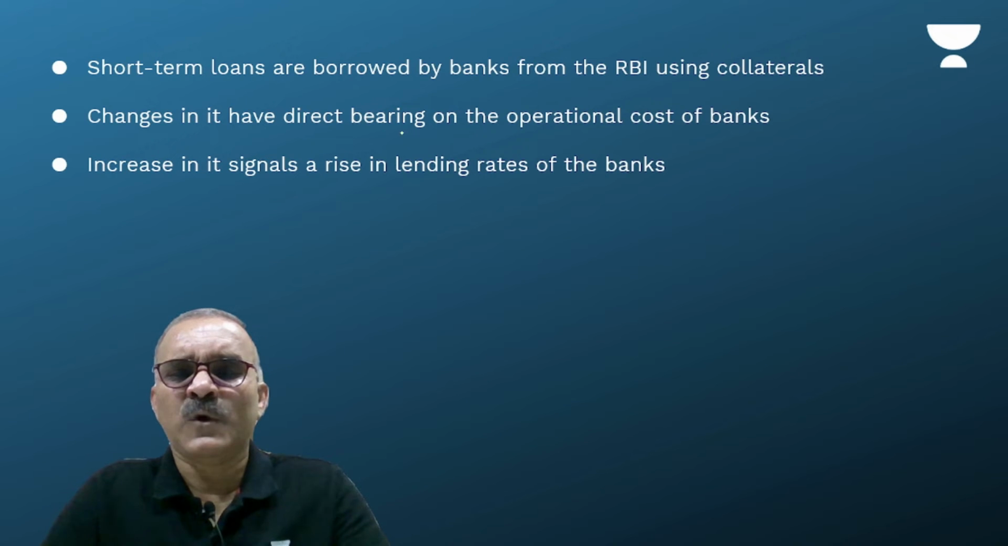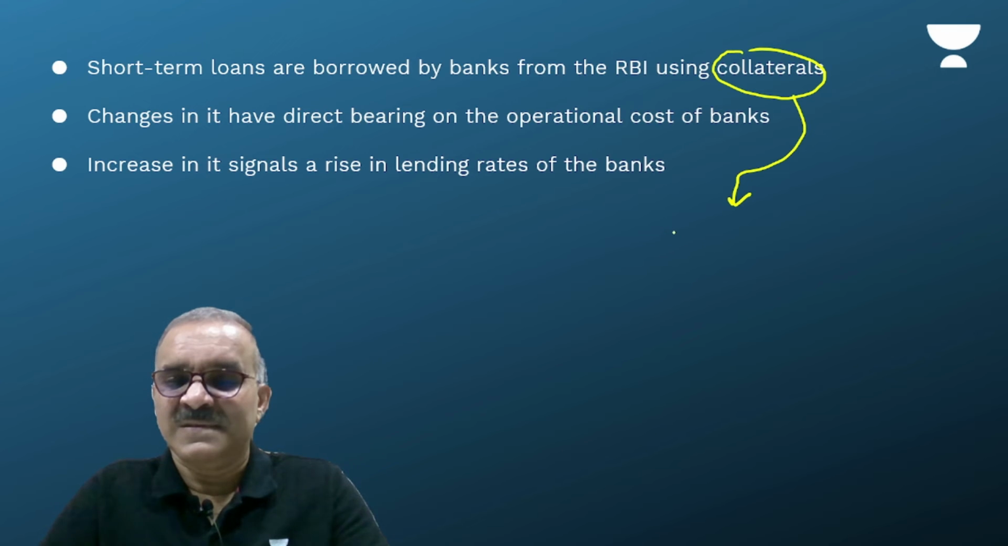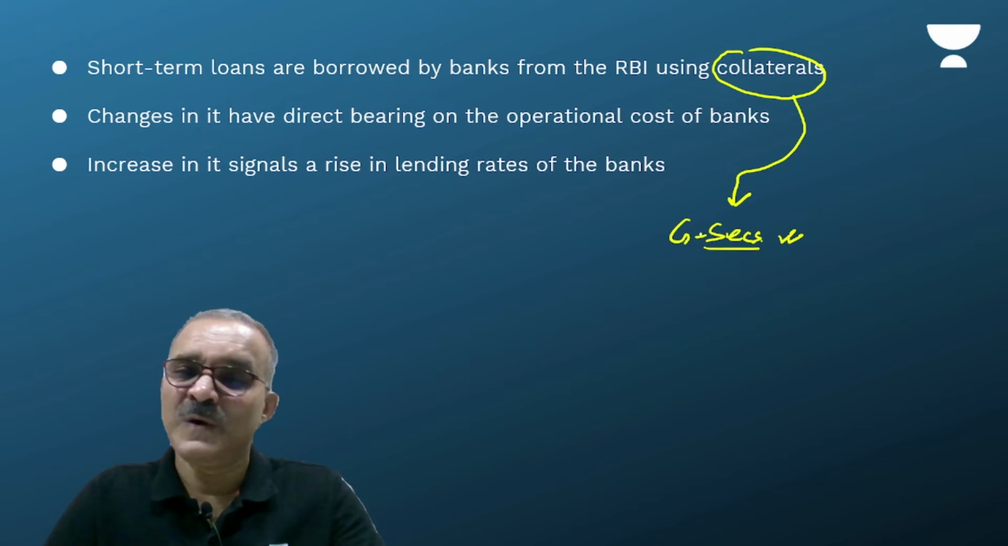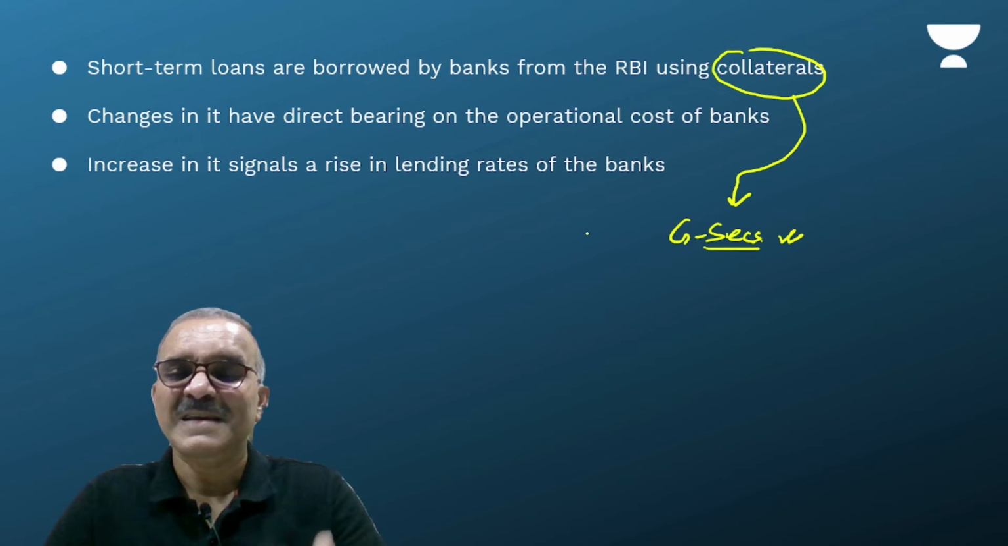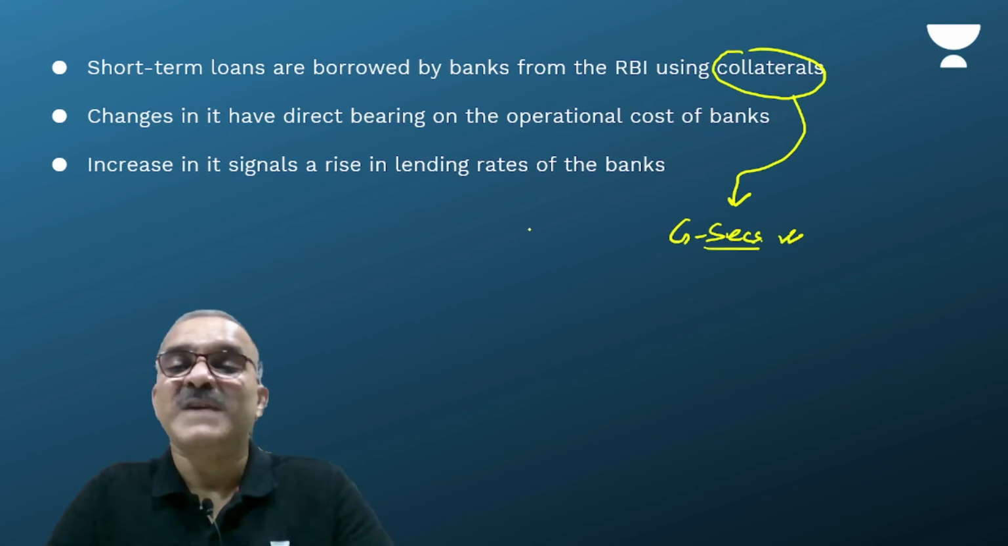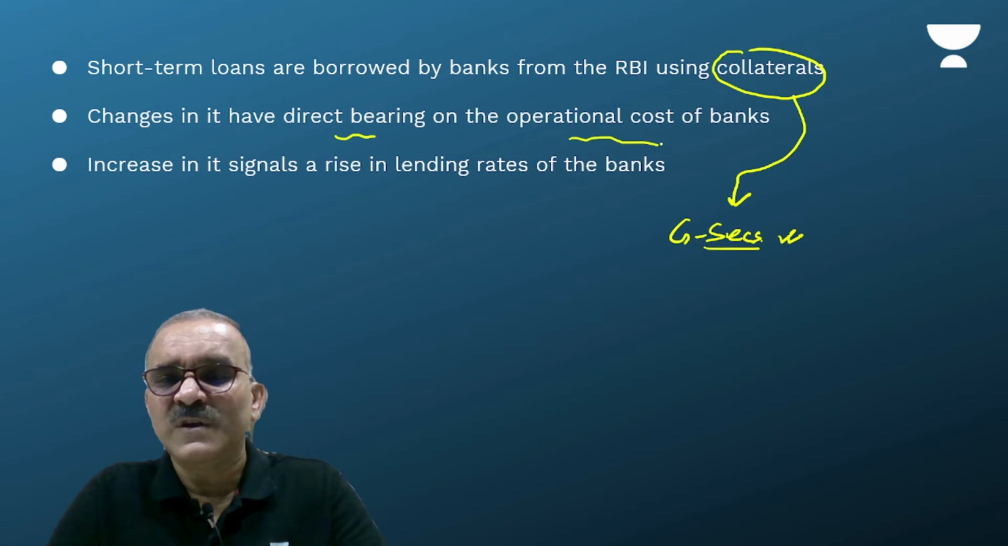Short-term loans are borrowed by banks from RBI using collaterals. Collateral means banks need to mortgage collaterals in the form of government securities. G-Secs must be used to borrow from RBI. It means this lending is not done without the support of collateral, that is security. Changes in it have direct bearing on the operational cost of banks.